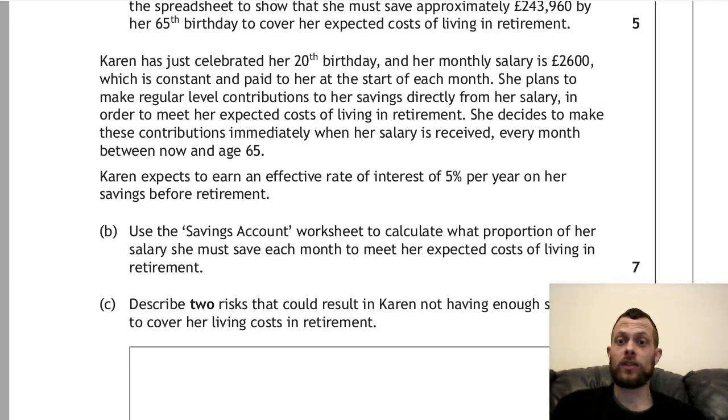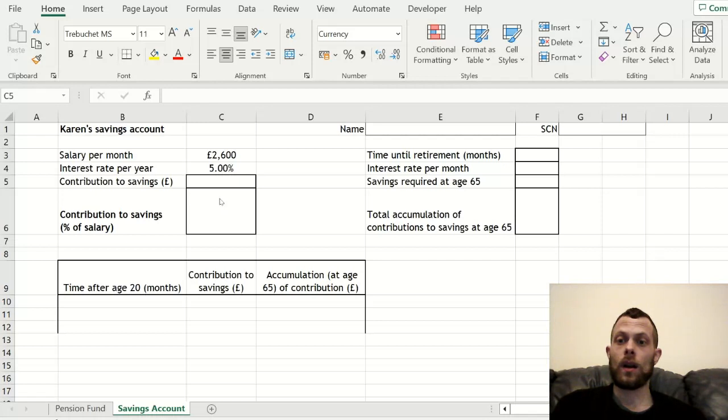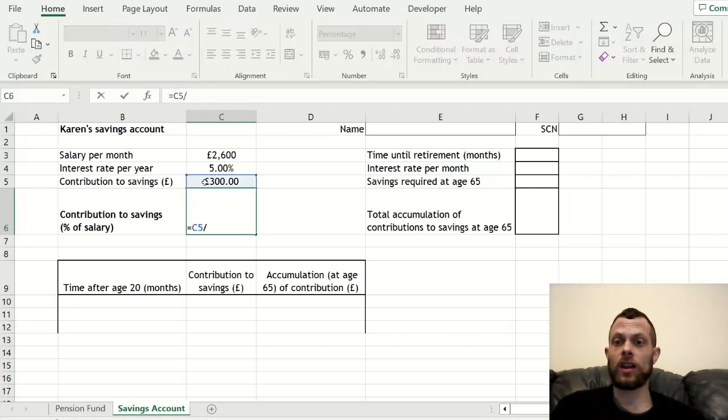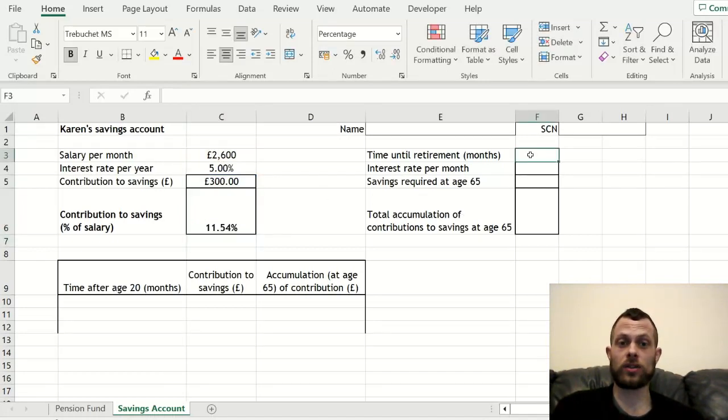So we need to fill in this savings account worksheet, and we'll use the 5% interest per year. So we can start just by guessing some contribution to her savings, £300 or whatever, and eventually we'll do a goal seek to work out what that contribution is. The percentage of the salary is the contribution divided by her salary. On a spreadsheet, you don't need to say times 100. You just make sure it's formatted as a percentage.